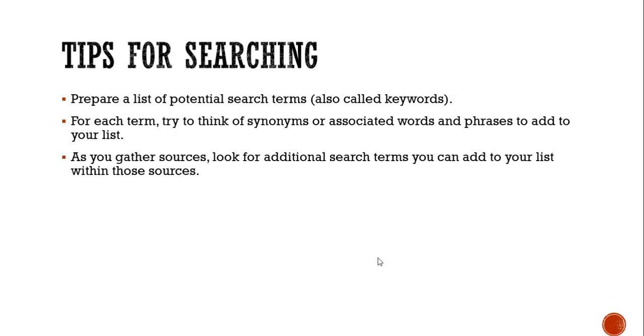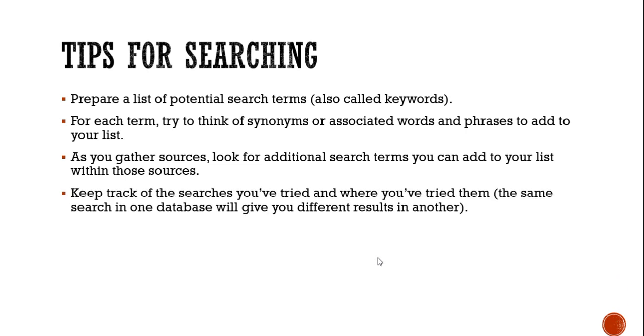So as you gather sources, look for additional terms that you can add to your list from within the sources that you've already gathered. It can be really helpful just to see what phrases they're using to describe the subject you're researching. And you can really use that to hone your search.